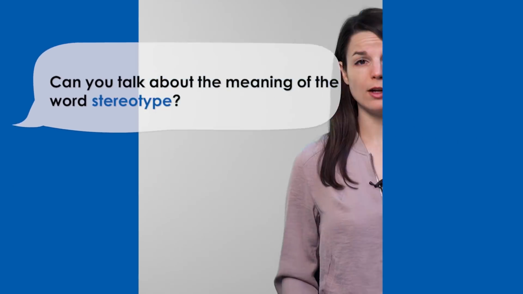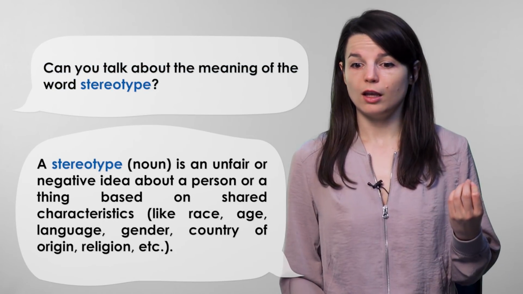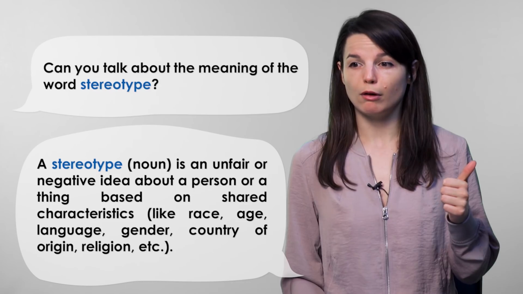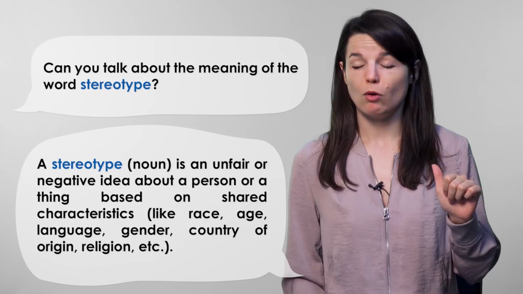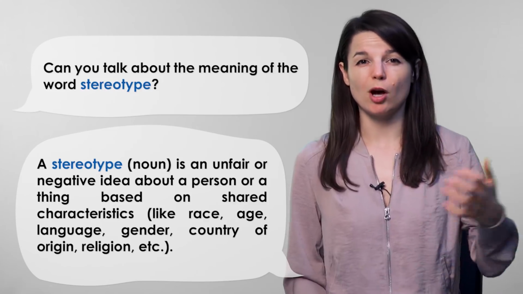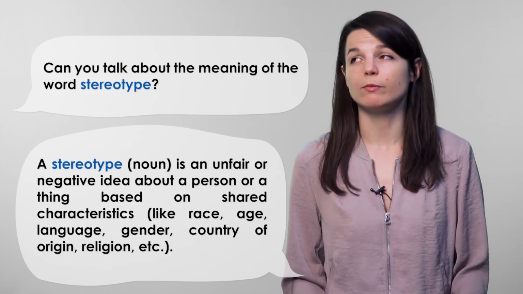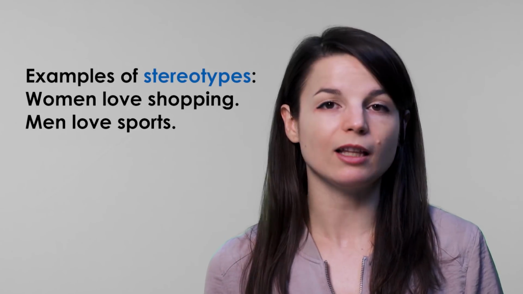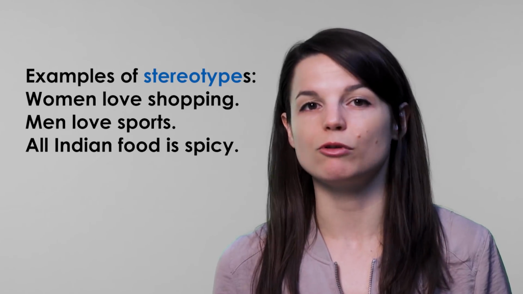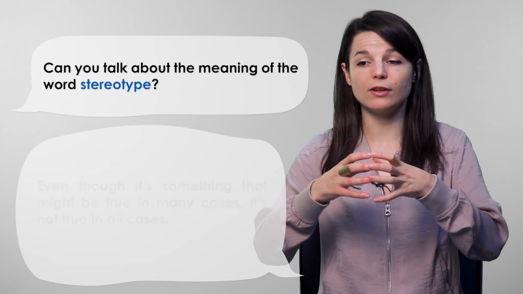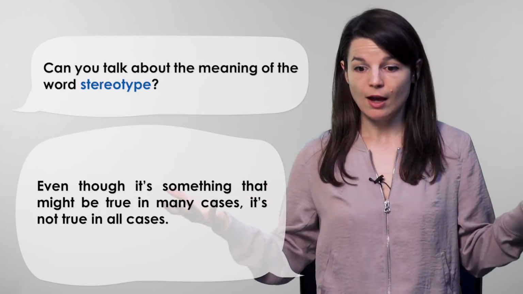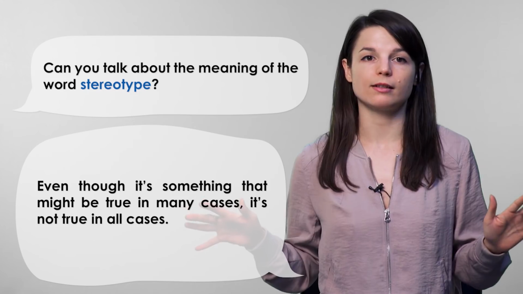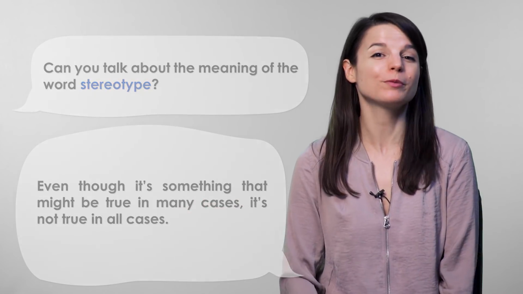Yeah, so a stereotype as a noun is kind of an unfair or negative idea about a person or a thing based on some common characteristics. So some examples of stereotypes are women love shopping, or men love sports, or all Indian food is spicy, for example. So even though it might be true in many cases, it's not true in all cases. So this is a stereotype. I hope that helps you.